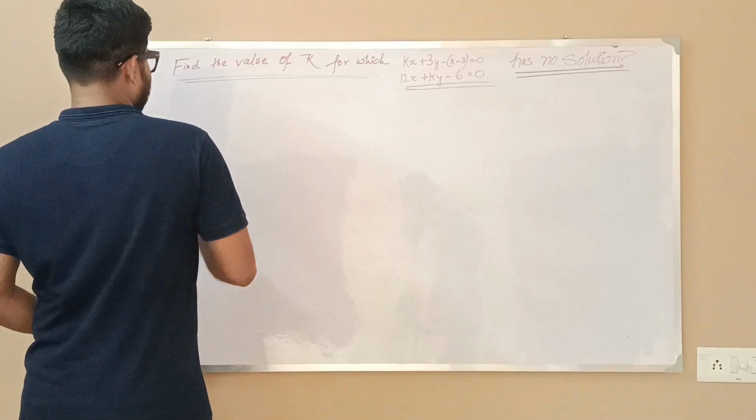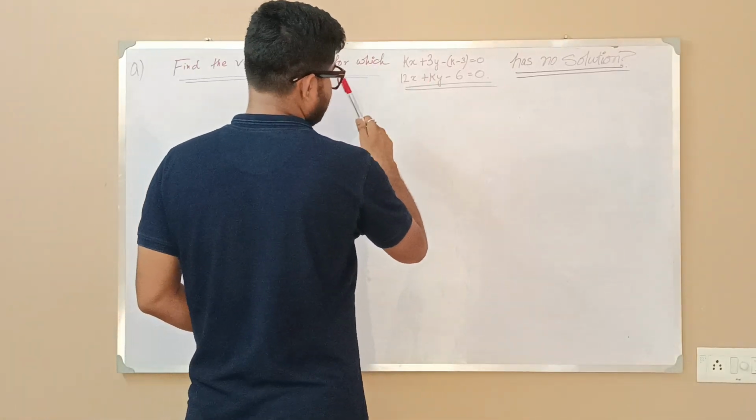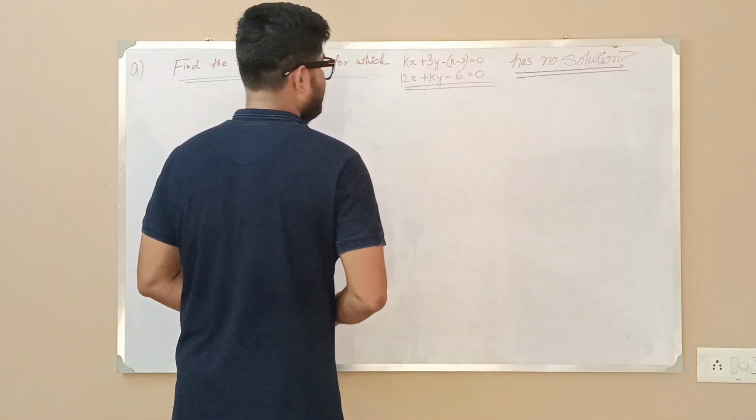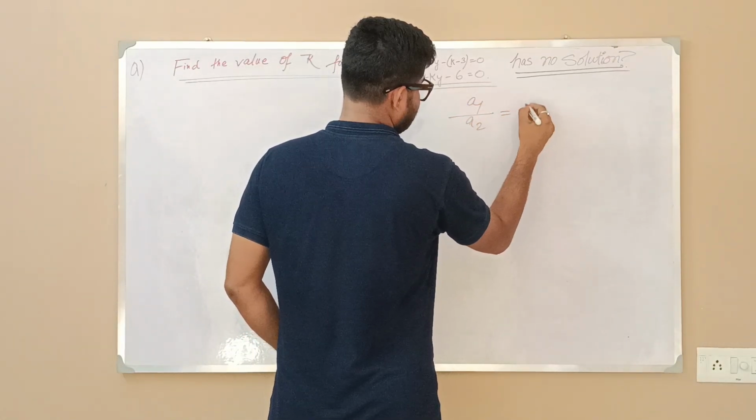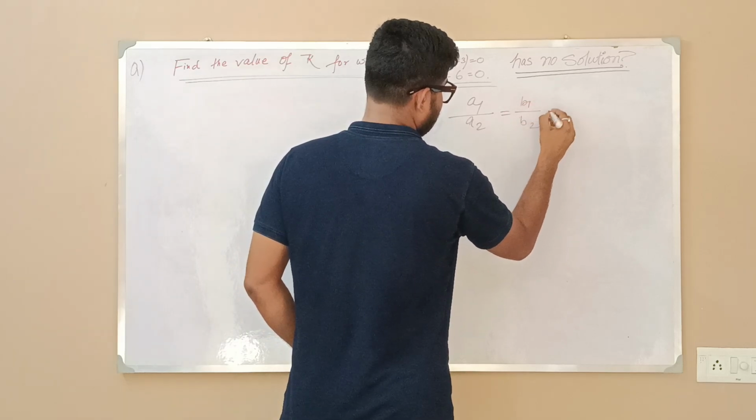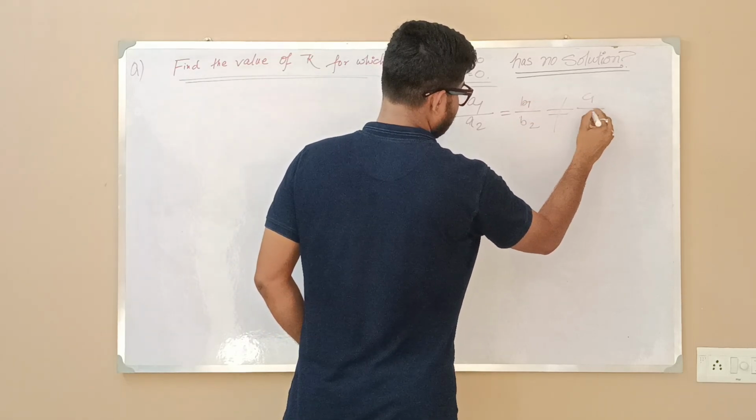The next sum is find the value of k for which this equation has no solution. Now for no solution we have to satisfy a condition, that is a1 by a2 equals to b1 by b2 not equals to c1 by c2.